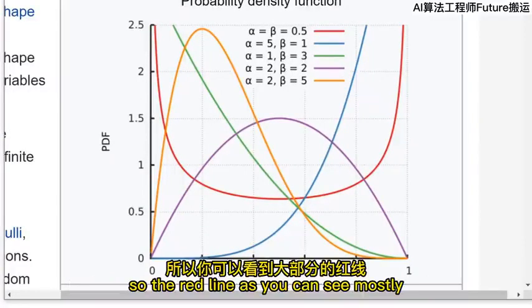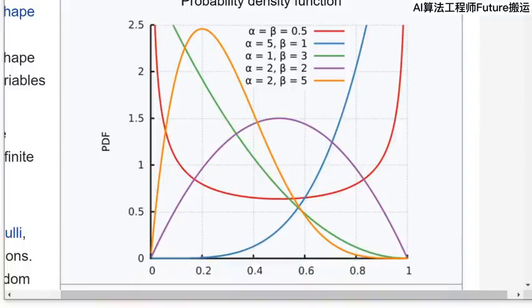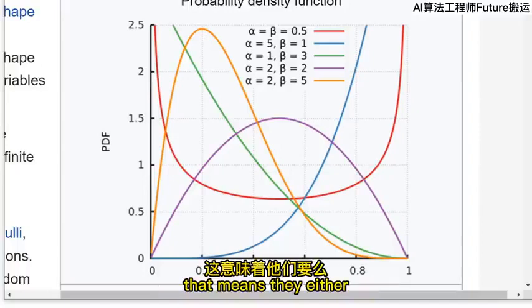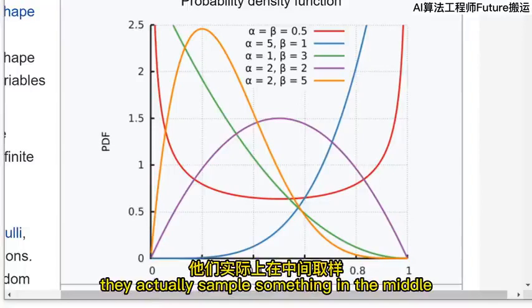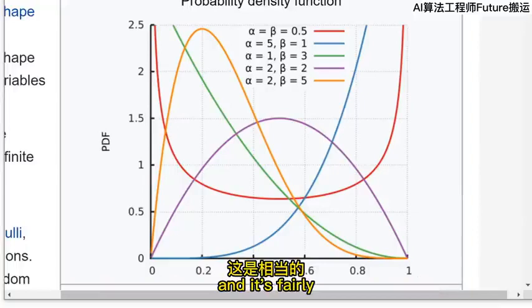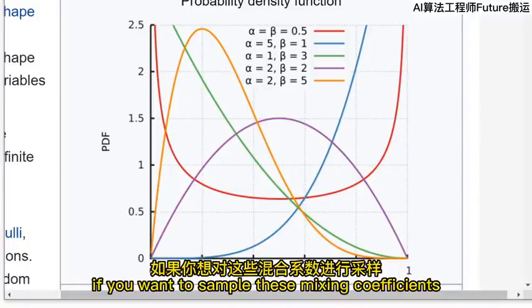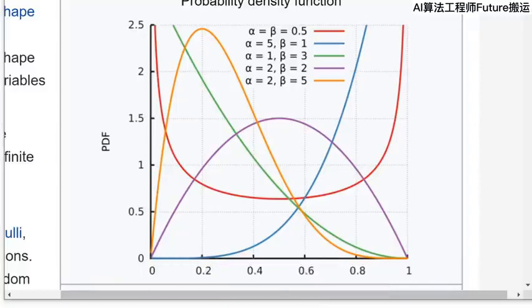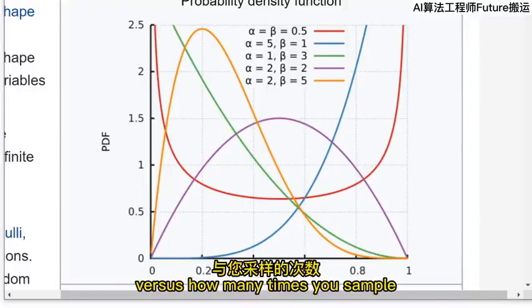So the red line, as you can see, most of the time they're going to either sample the thing on the very left or the thing on the very right. That means they either sample the first or the second data point, but some of the time they actually sample something in the middle, and it's fairly uniform in the middle. So it appears like a good distribution to sample from if you want to sample these mixing coefficients. And by adjusting the actual numbers of alpha and beta here, you can determine how many times you sample the original data points versus how many times you sample something in the middle.